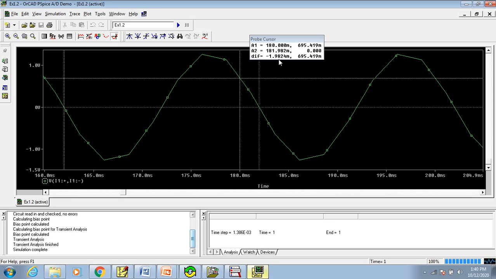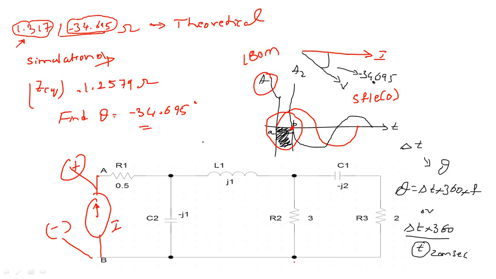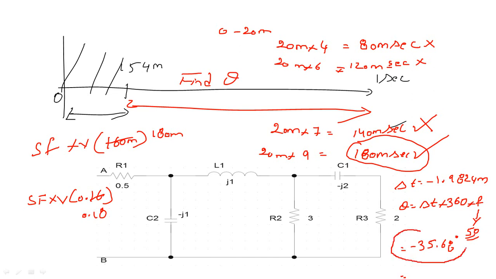Now what is the difference that we have got? This is your delta T, minus 1.9824 m, minus, I repeat, minus. We have got delta T as minus 1.9824 milli, right? And how do we find theta? Theta is delta T into 360 into F, where your frequency is 50 Hertz. So when we solve, we get the answer as minus 35.68 degree. Thus we have converted time in angles, right? So this is how we have to simulate and find the answer.